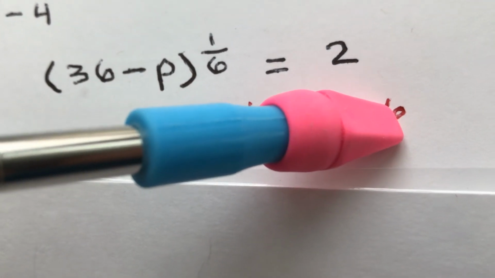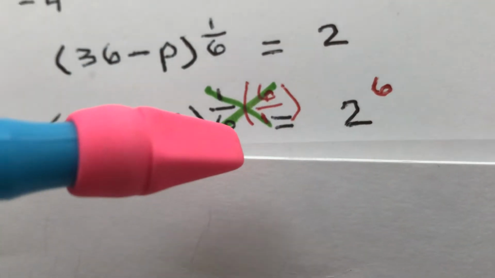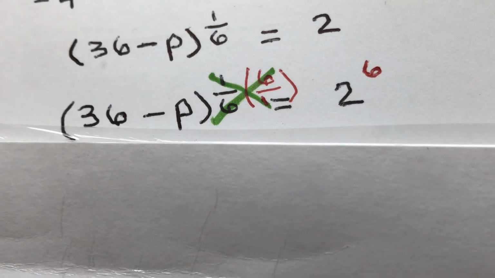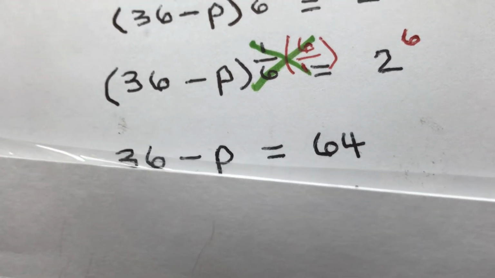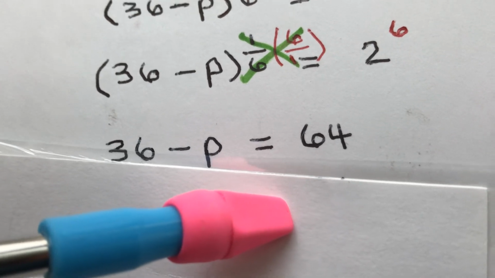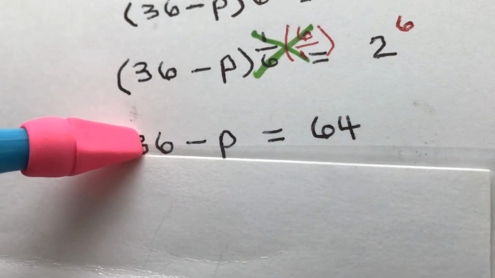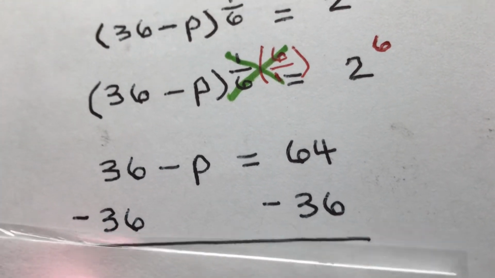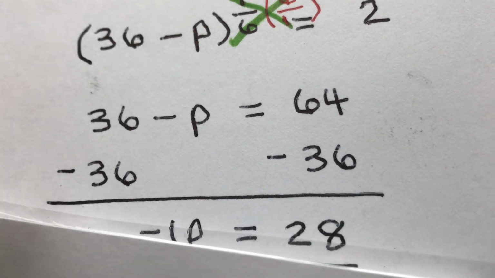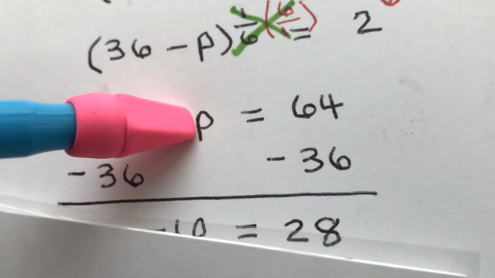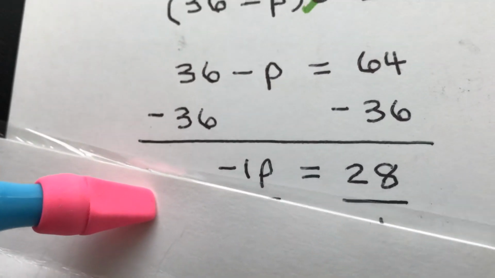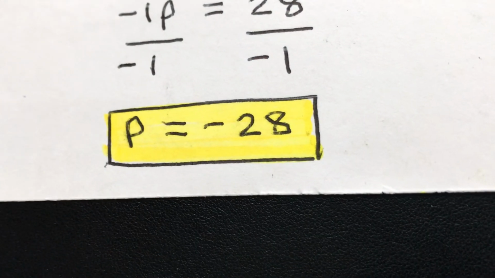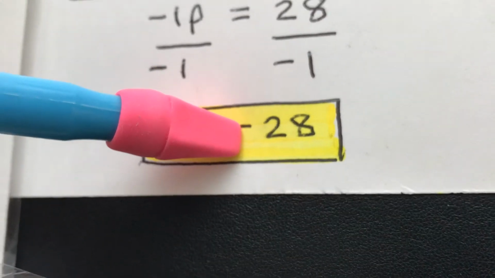6 over 1 is really 6, so I really don't need that 1 on the bottom. 2 to the 6. 2 times 2 times 2 times 2 times 2 times 2 is going to give me 64. Now we just solve it like a normal equation. Subtract 36. 64 minus 36 is 28. Look, there's a 1 there. Negative 1p. Divide by negative 1. And 28 divided by negative 1 is negative 28. Negative 28 is our answer.